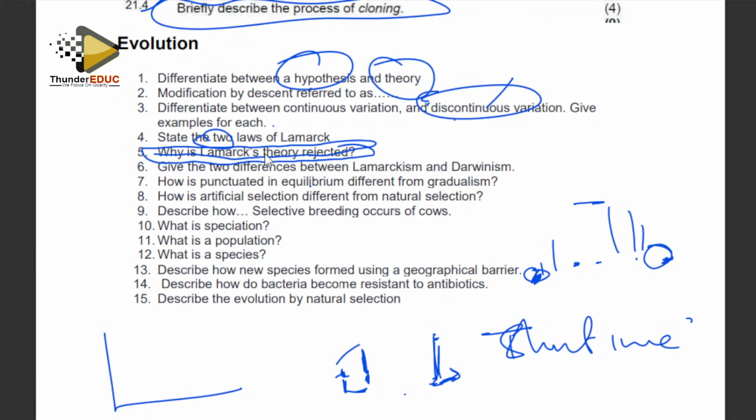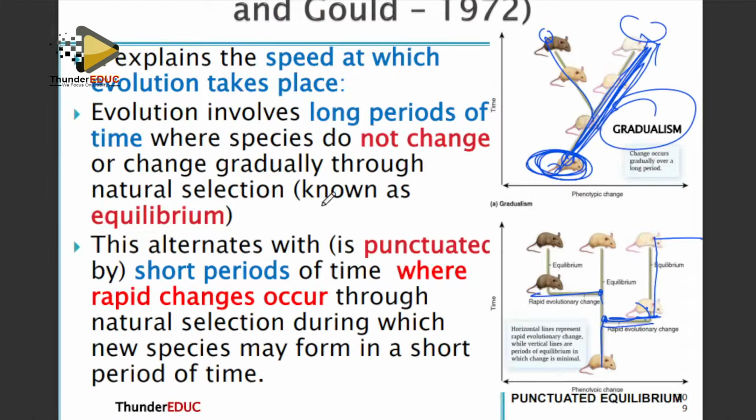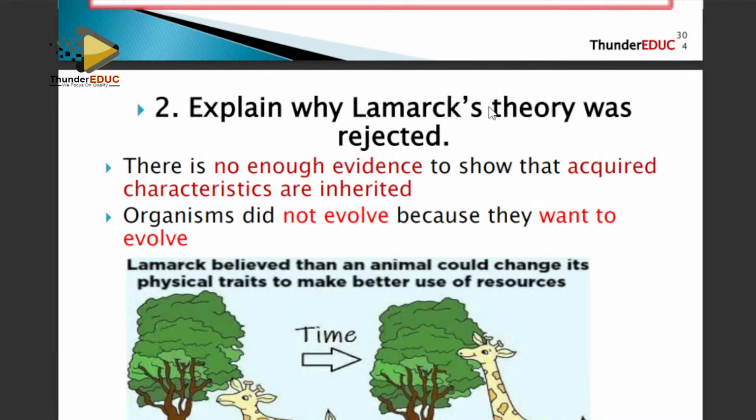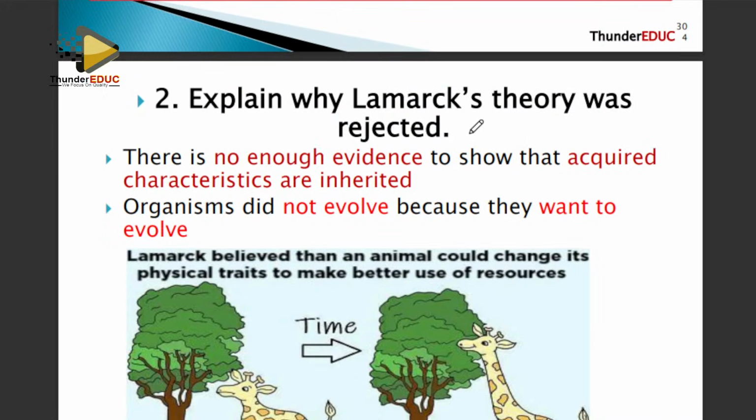Then number 2, organisms don't evolve because they want to evolve. We say that organisms evolve because of natural selection. There is not enough evidence to show that acquired characteristics are inherited. And organisms did not evolve because they want to evolve.